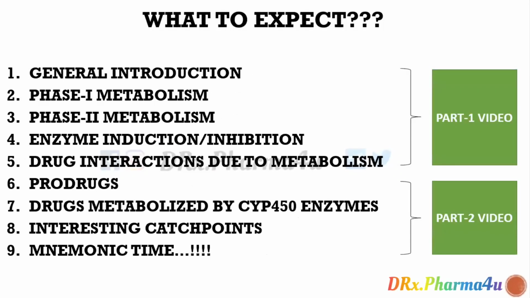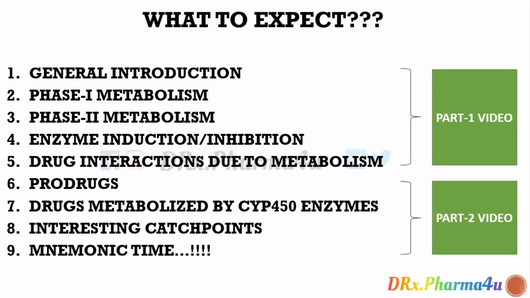So what can you expect from this presentation? There are 9 categories. There will be a general introduction. Then we'll talk about phase 1 metabolism in a summary. Then we have phase 2 metabolism. Then we have enzyme induction and inhibition. Induction means activation; inhibition means blockade. Then drug interactions due to metabolism, and how they occur.